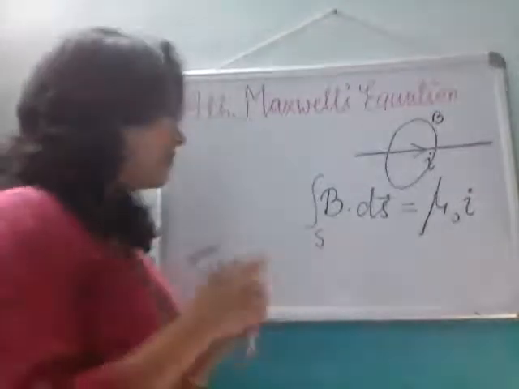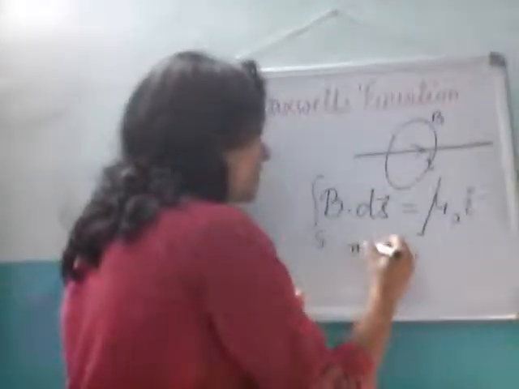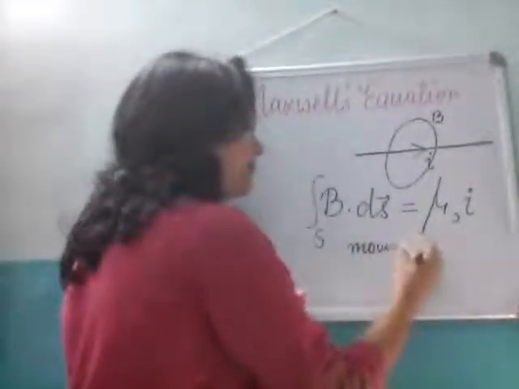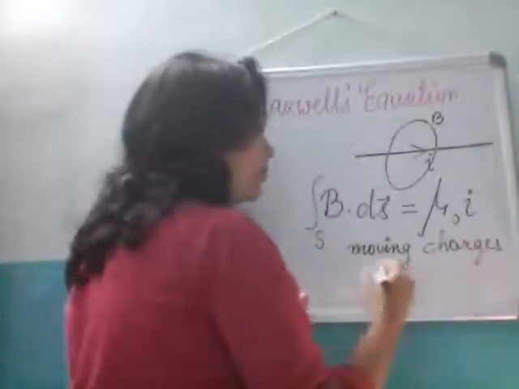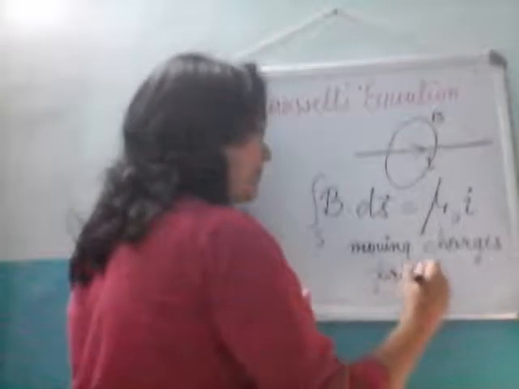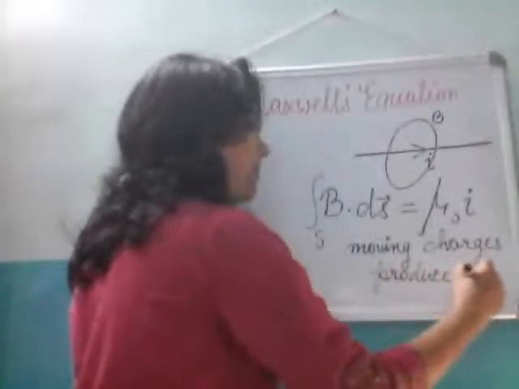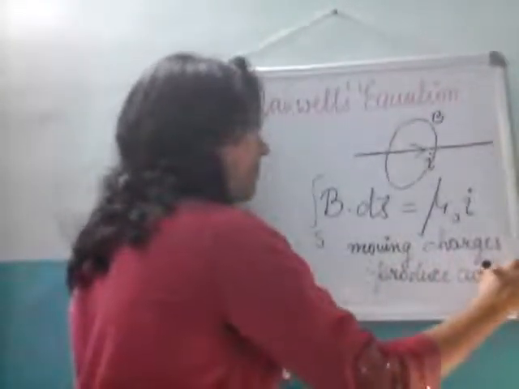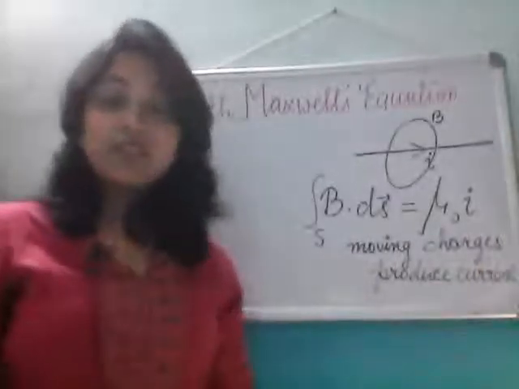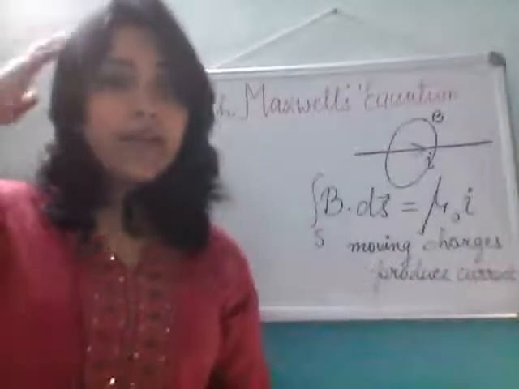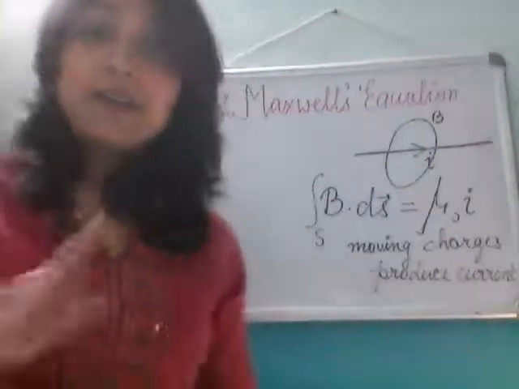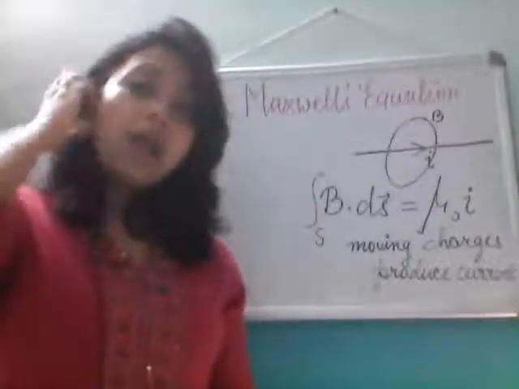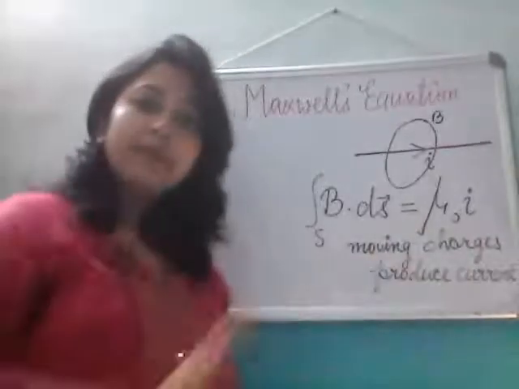So let me just write it down. Moving charges produce current. Isn't it? So we have essentially considered this. In the back of our minds, we are obviously thinking along this line. So here comes the first problem. Up to this, everything was fine.